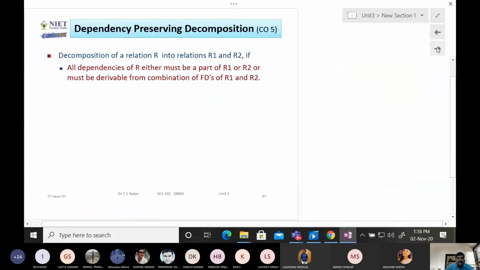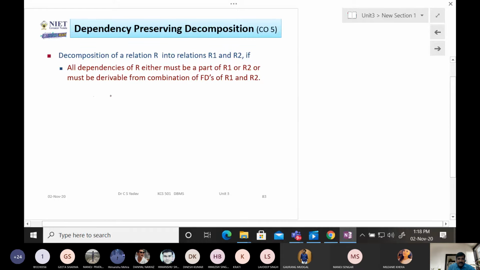See here, second slide. Decomposition of a relation R into relations R1 and R2: all dependencies of R either must be part of R1 or R2, or must be derivable from a combination of the functional dependencies of R1 and R2.